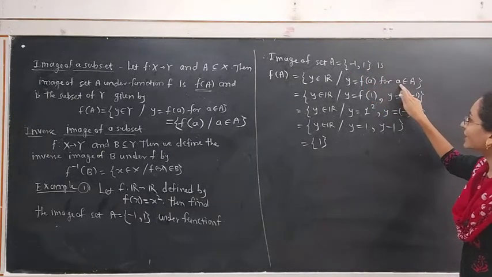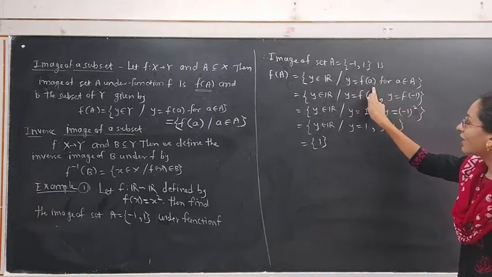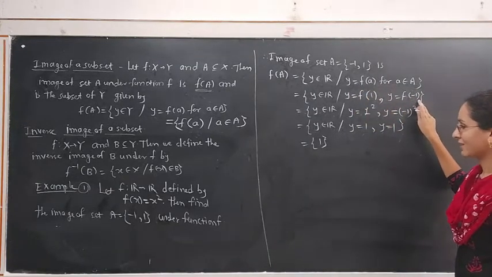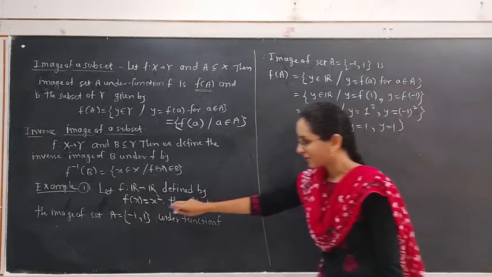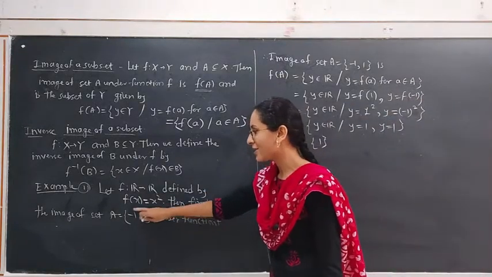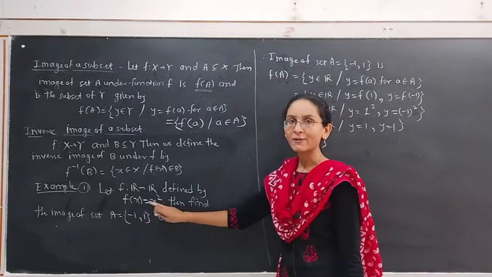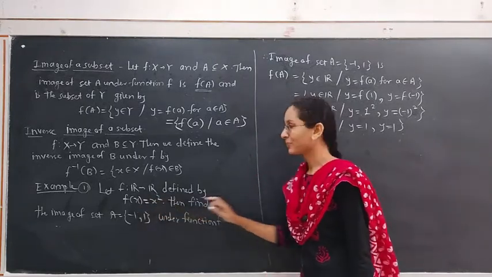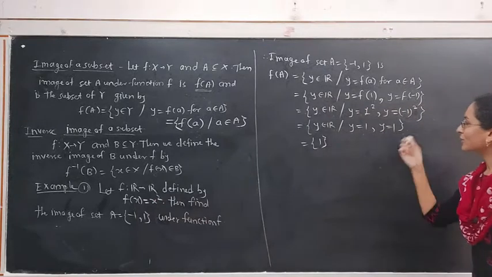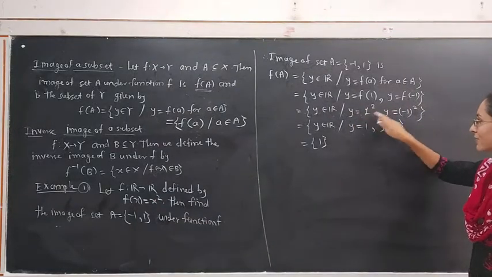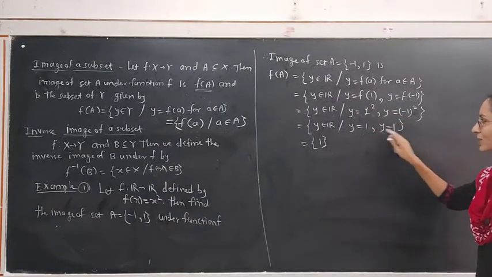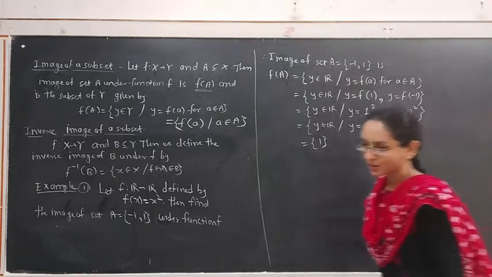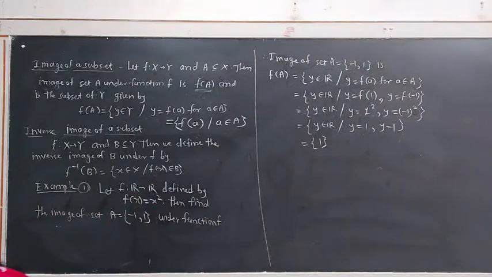By using both the elements in this equation, we get y equal to f of 1 and y equal to f of minus 1. By the given definition of this function, in this example, f of x is x square, hence f of 1 is 1 square and f of minus 1 is minus 1 square. Hence we get two values, y equal to 1 square and y equal to minus 1 square. Both give the same value, that is 1. This is the image of a set A under f.